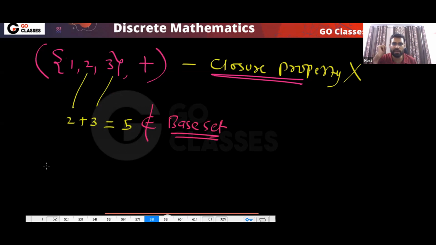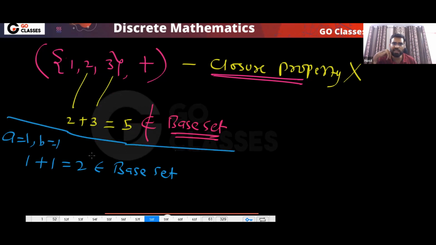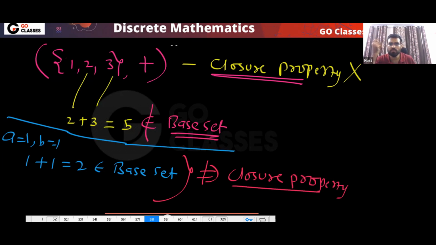Tell me, can I say that 1 plus 1 is equal to 2 and this belongs to the base set? Then can I say closure property is satisfied? If I take a equal to 1, b equal to 1, can I say closure property is satisfied? No, remember, this does not imply closure, because closure property says that whatever two elements you take, their results should be in the set. So this does not imply closure property. I hope this point is clear.